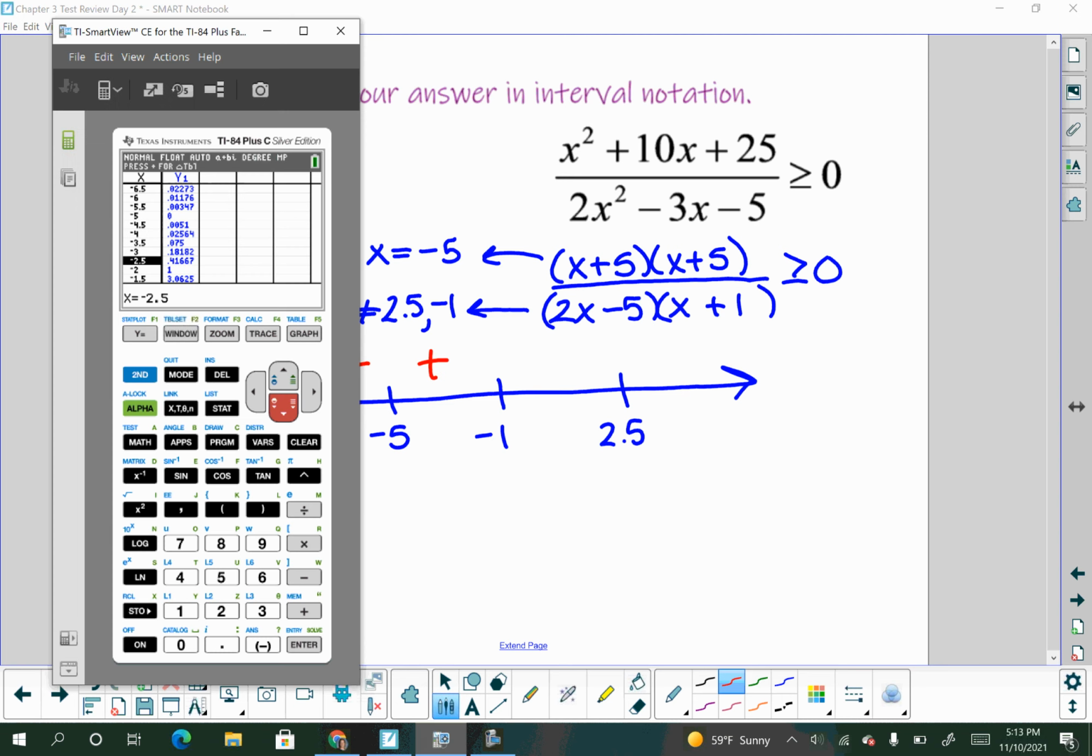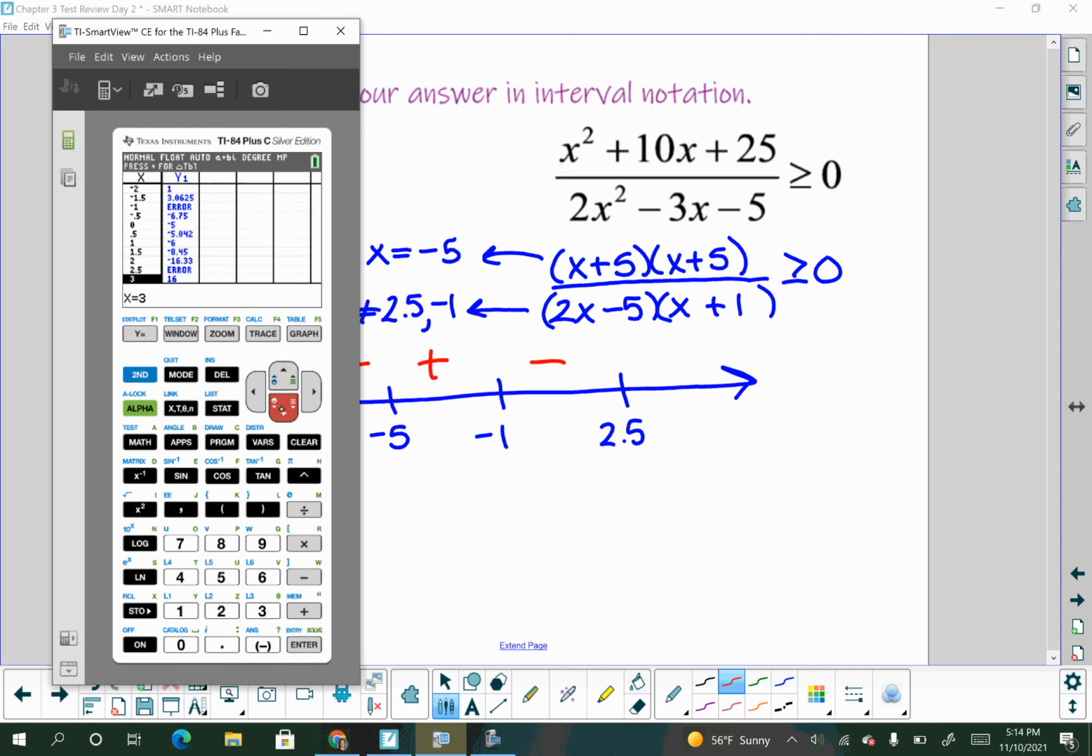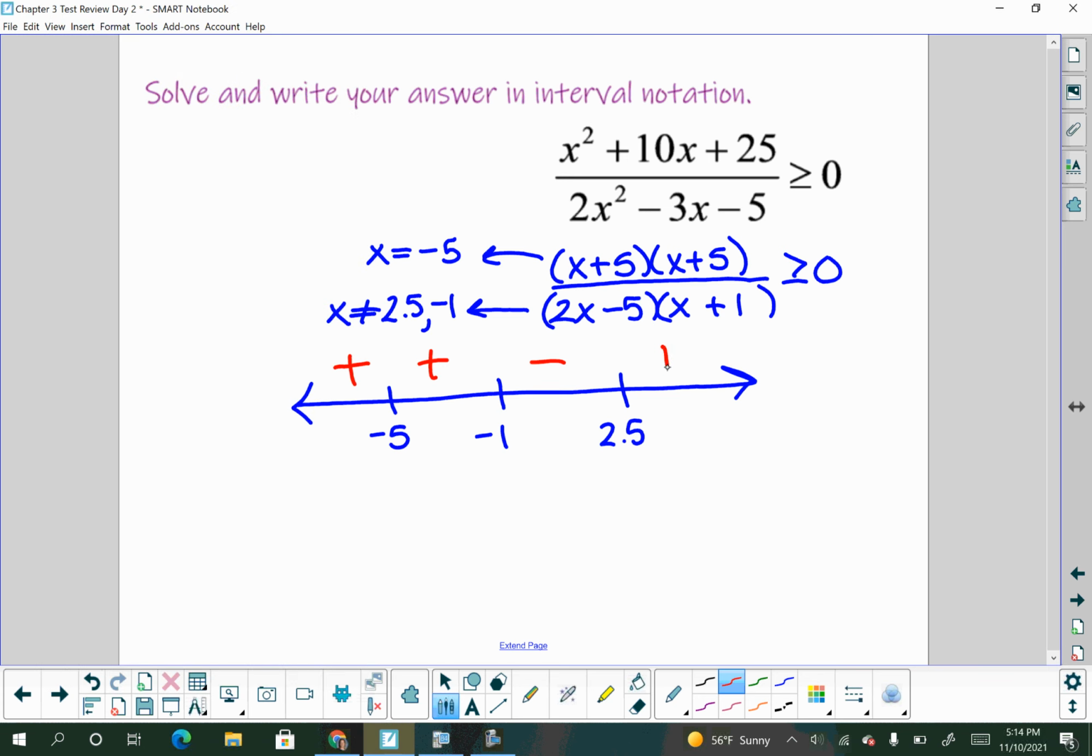Then at negative 1, between negative 1, and you can see negative 1 telling me an error. That's a good sign because that's a breaking point. It should. It's a domain restriction. It looks like all of my values are negative in that interval. And then larger than 2.5, you can see I'm getting all positive numbers there, so plus.